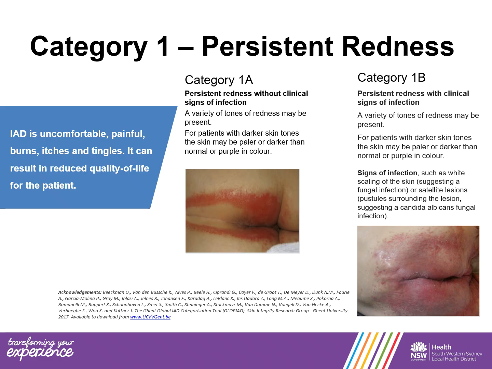And here is a further breakdown of 1A and 1B. So you can see the different types there. That looks quite painful, both of them. So you can see 1A is persistent redness without clinical signs of infection, and 1B, persistent redness with clinical signs of infection.